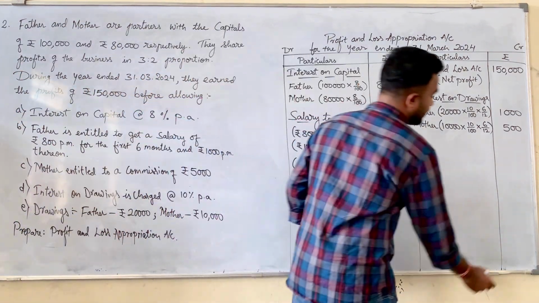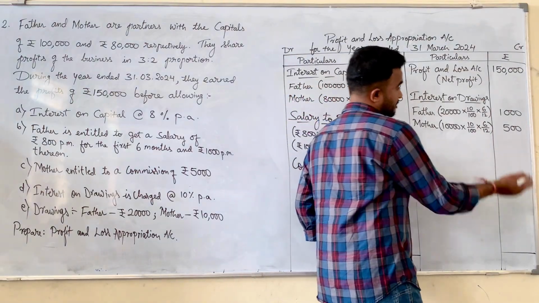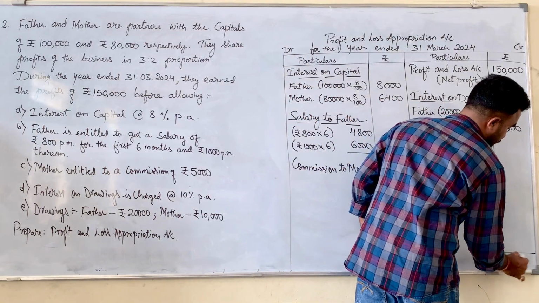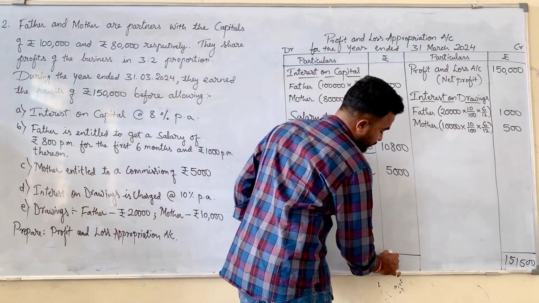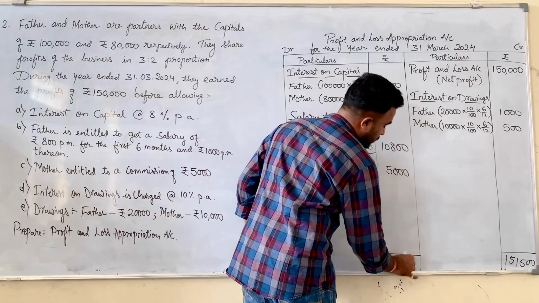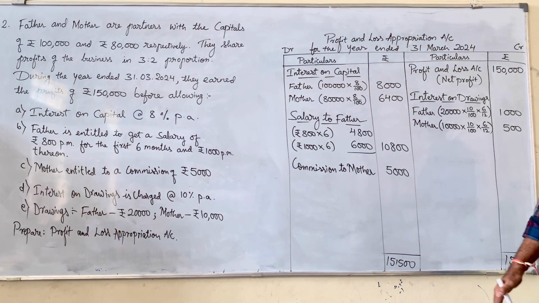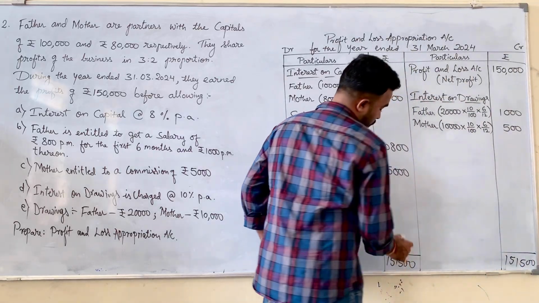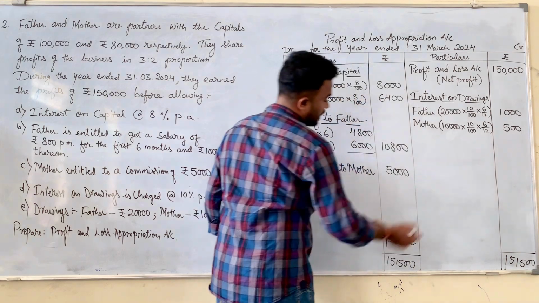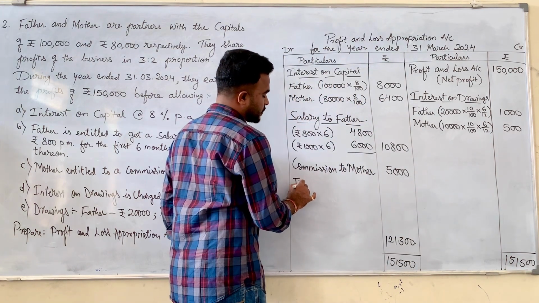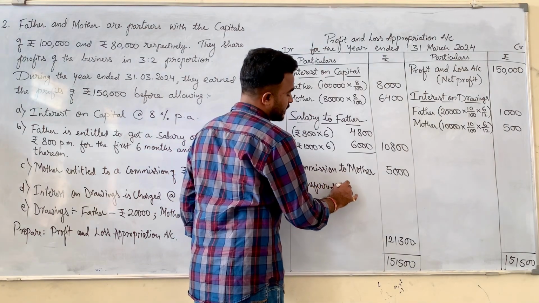After finishing everything, now check which side total is more. Which side? Credit side. How much? 1,51,500. What is the difference? Deduct all these amounts from 1,51,500. 1,21,300. This amount should be distributed among partners and transferred to partners' capital.